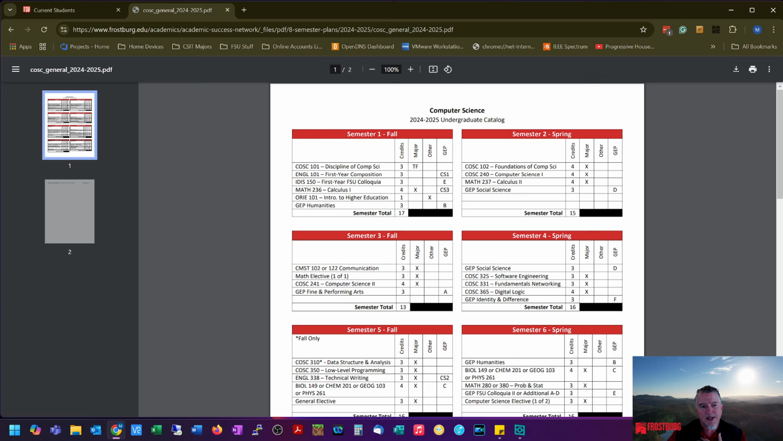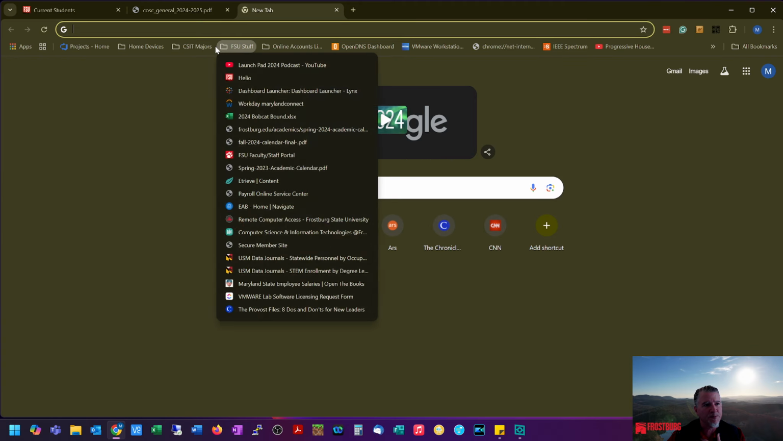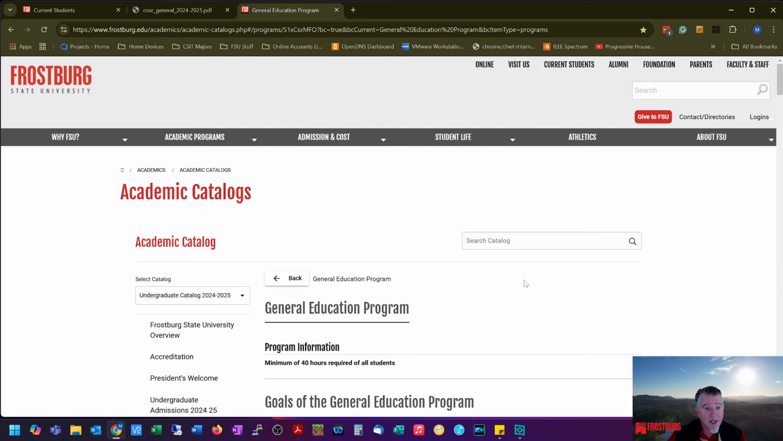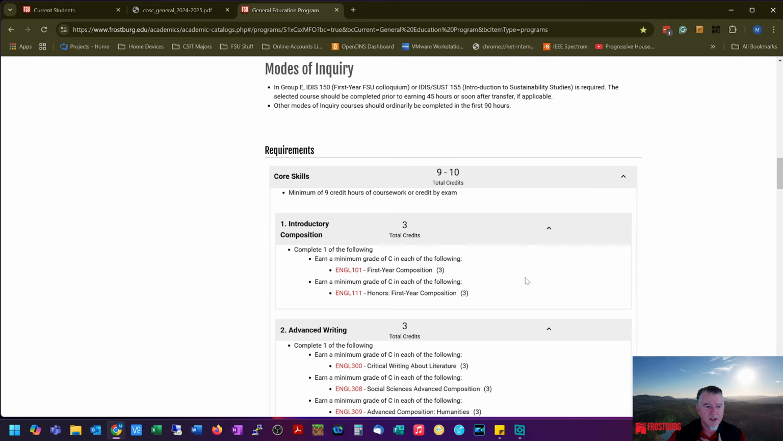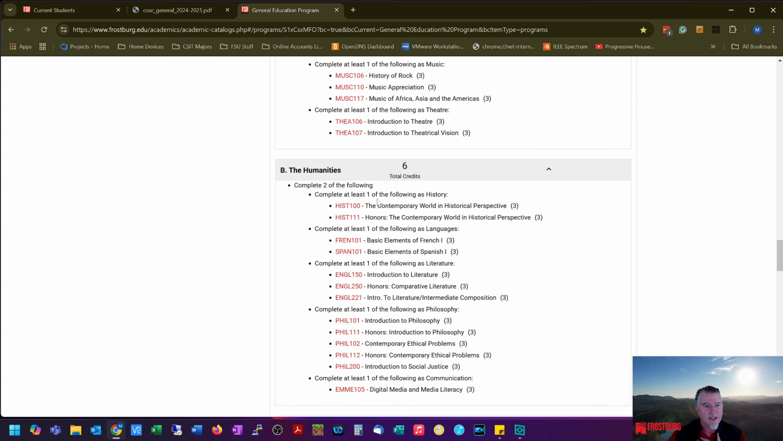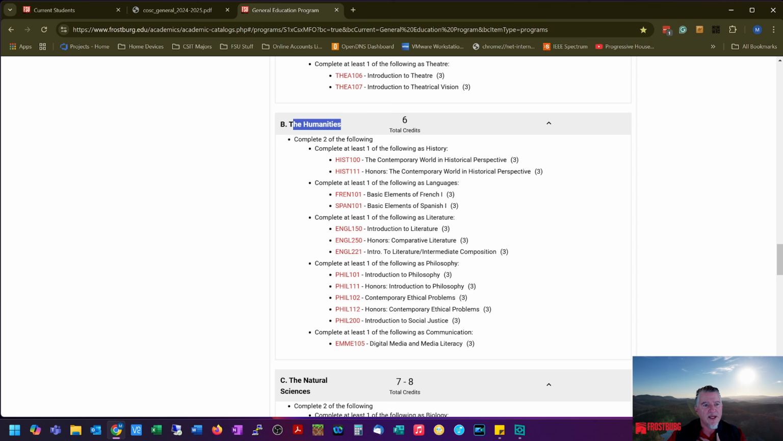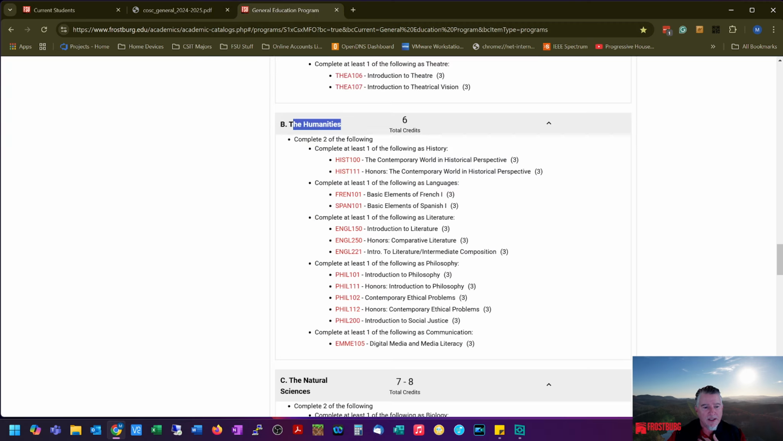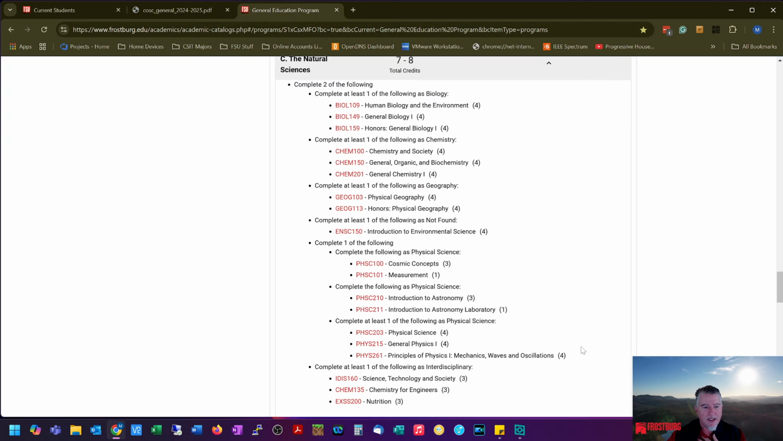So notice it says GEP Humanities, all right? Well, if we go back over to those modes of inquiry, let's pull that up real quick. There's my Gen Ed. It says humanities. Well, that is a particular group, and that's going to be group B, right? Here's the humanities. GEP humanities. So it means take something out of group B. Keep on going. GEP social science. That's group D. I come down and I look and I'm like, oh, so I got to take one of these.